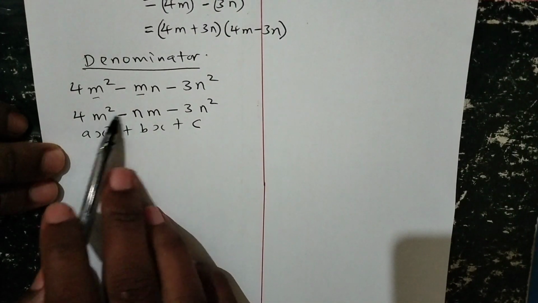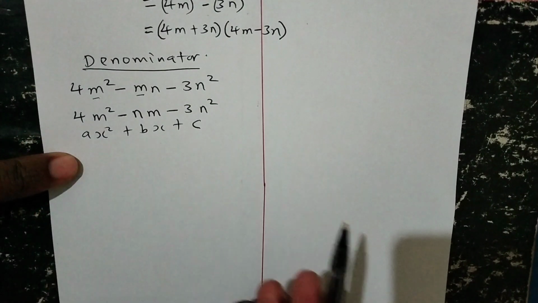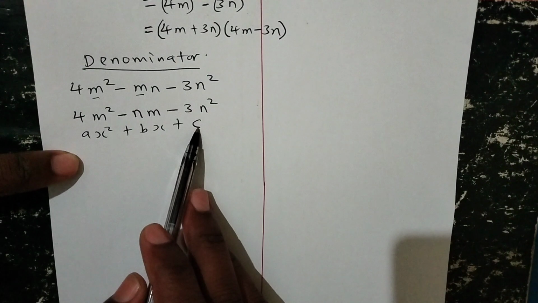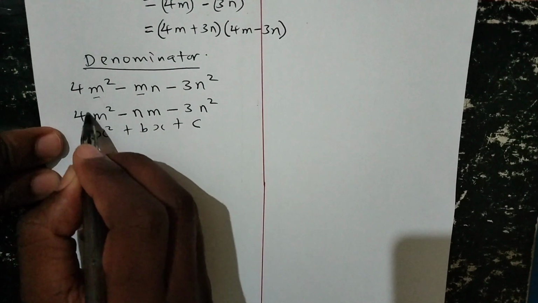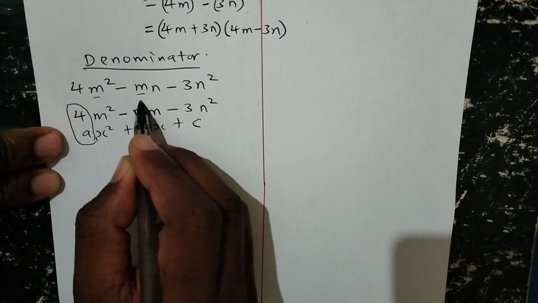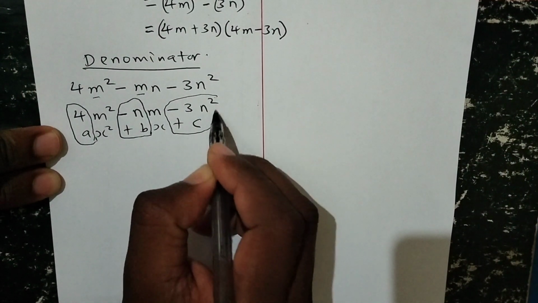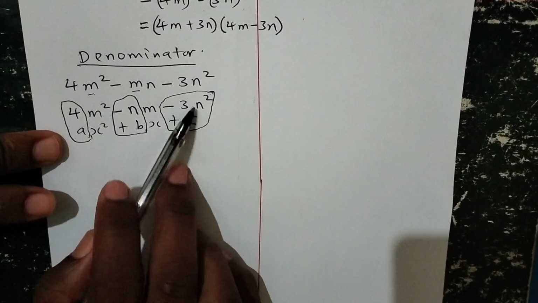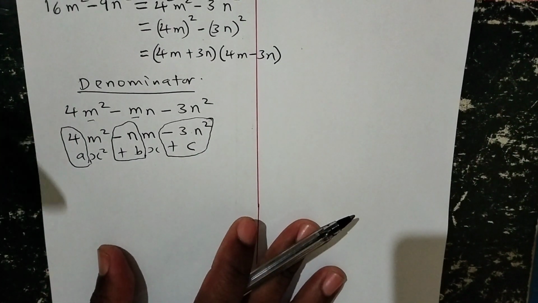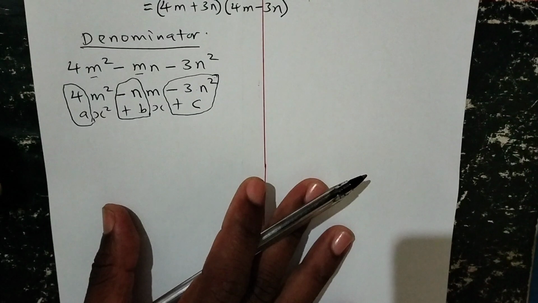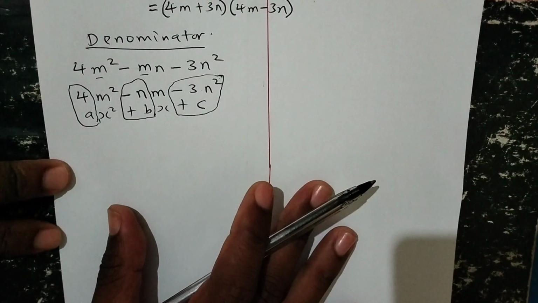Remember, I'm picking m to be my variable, so that means that any term that does not have the variable m is a constant. For example, negative 3n squared in this case is a constant because it is lacking my variable m. So clearly the value of a will be 4, the value of b will be the negative of n, and the value of c will be negative 3n squared. These are constants because they do not have the variable m, which I'm considering to be my variable, like the x in this particular case. We'll solve it the way we usually solve other quadratics, but we just need to factorize.